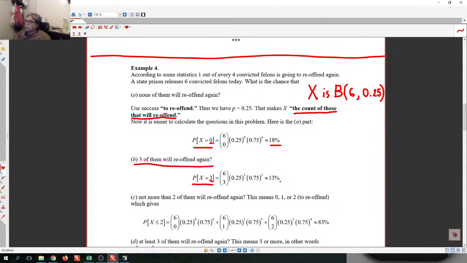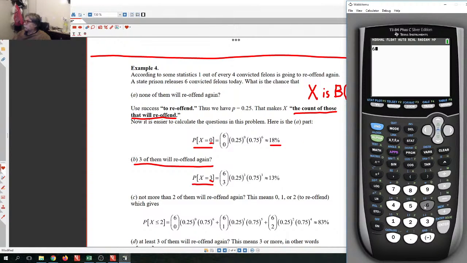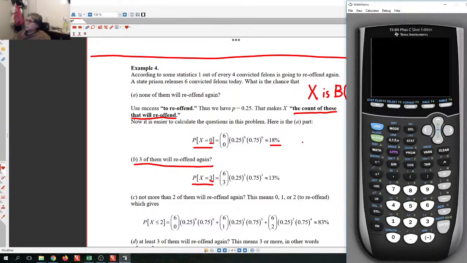What's the chance of that? It turns out to be 13%. You can certainly use a calculator to do that, including for 6 chooses 3.